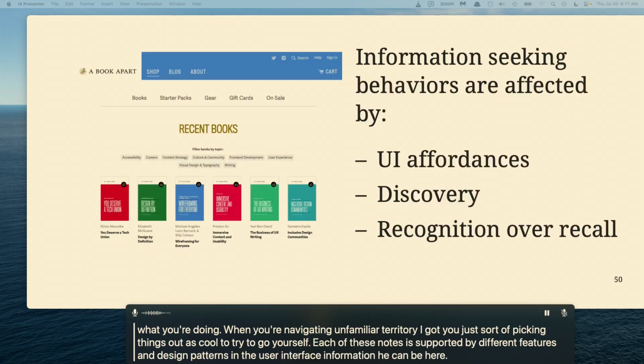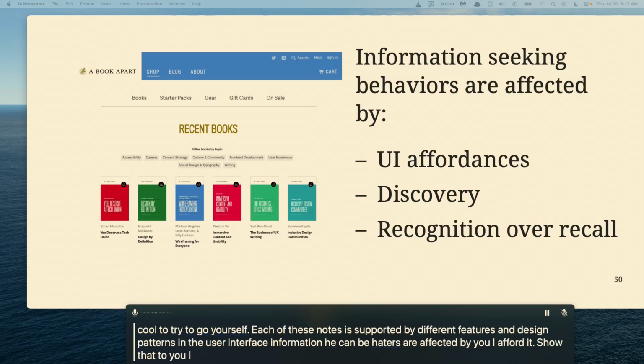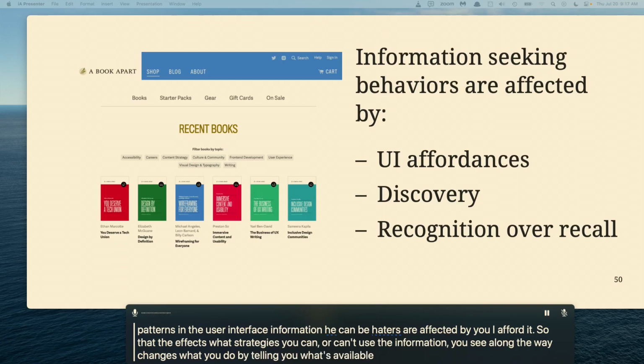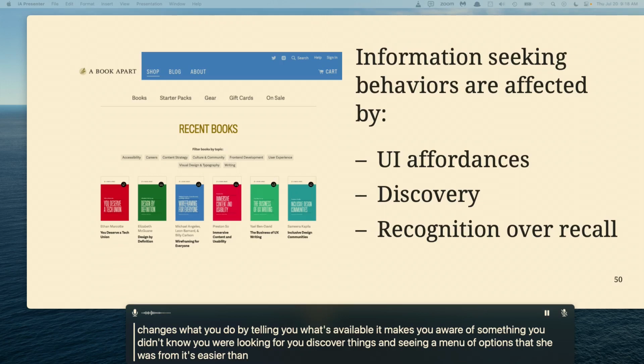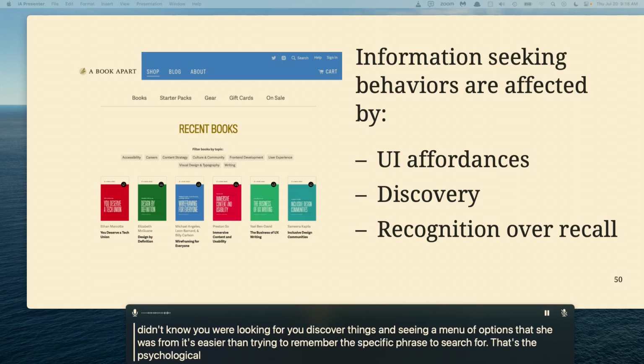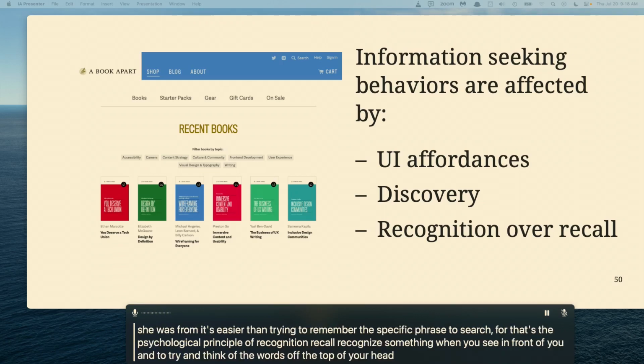Information-seeking behaviors are affected by UI affordances, so that the UI affects what strategies you can or can't use. The information you see along the way changes what you do by telling you what's available. It makes you aware of something you didn't know you were looking for. You discover things. And seeing a menu of options to choose from is easier than trying to remember the specific phrase to search for. That's the psychological principle of recognition over recall. So it's easier to recognize something when you see it in front of you than to try and think of the words off the top of your head.